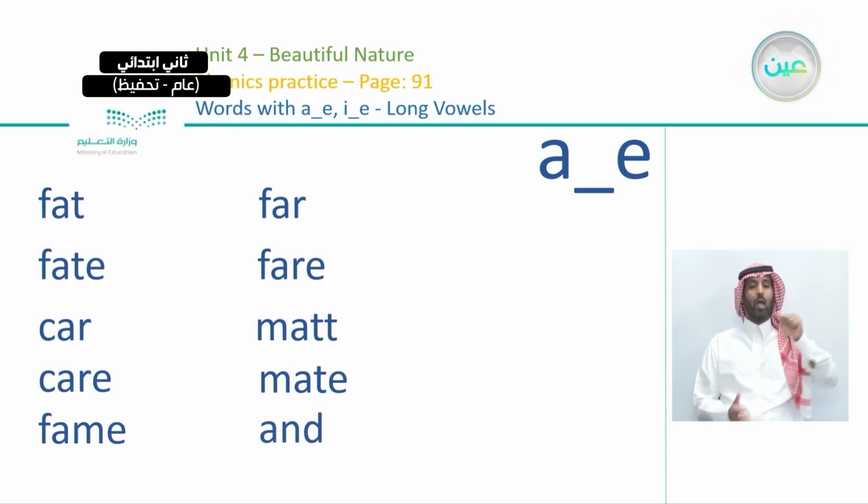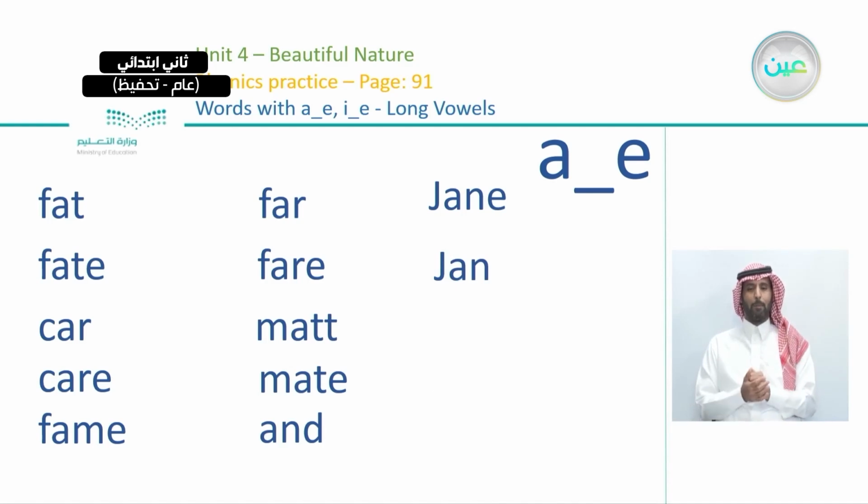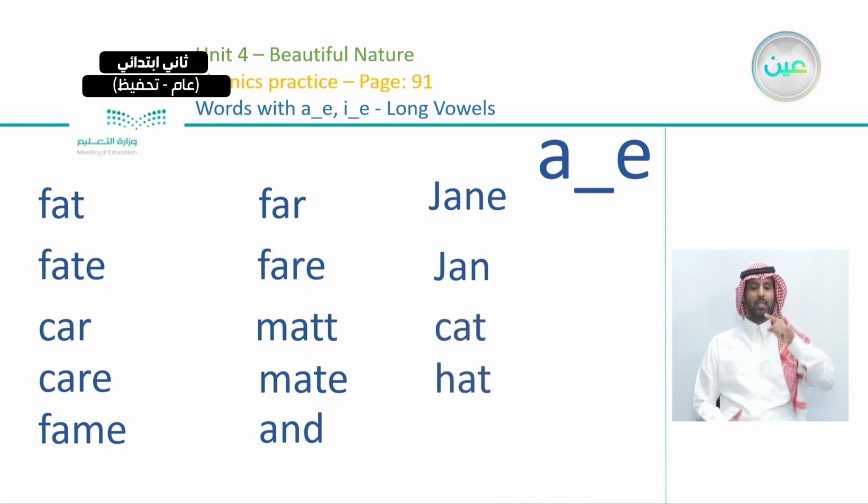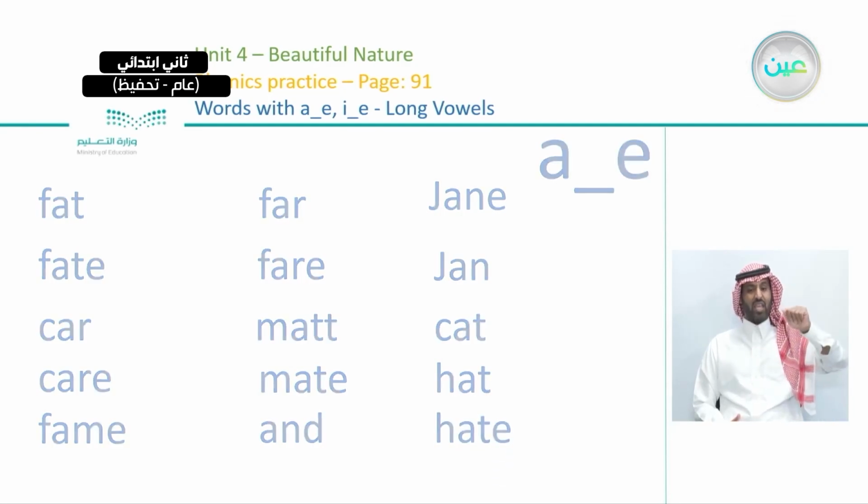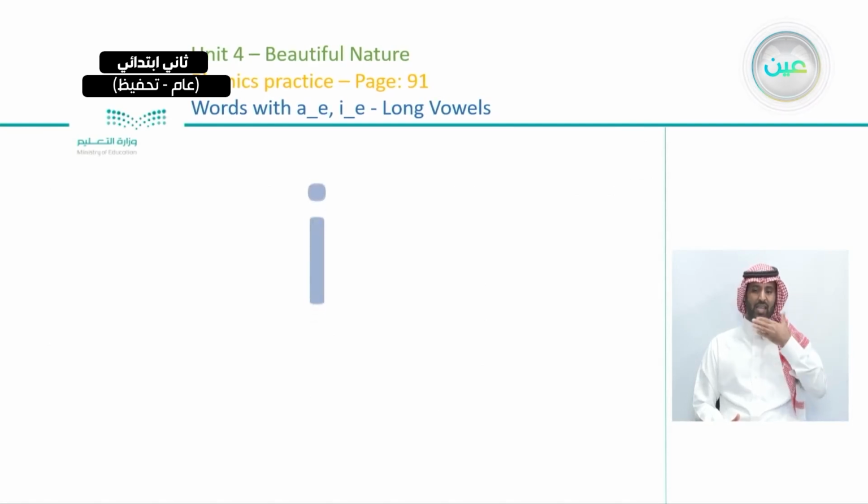What is this? And. Excellent. What about this? This is Jane. Jane. What about this? Jan. Jane. Jan. Cat. Hat. And we have hate. Hat. Hate. Excellent. Now let's move to the letter I.